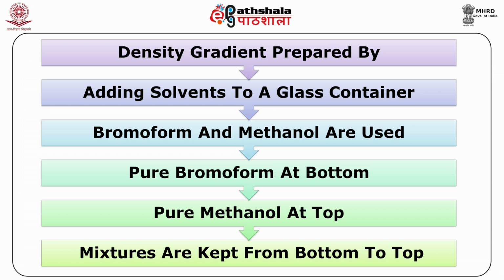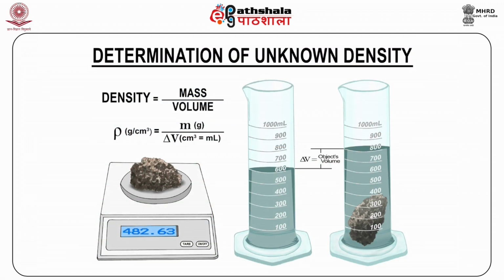Often bromoform and methanol are used to create the gradient, with pure bromoform on the bottom, pure methanol on the top, and decreasing bromoform or methanol mixtures from bottom to top. Because substances of a lesser density will float on top of substances of a greater density, the gradient described is quite stable. It is important to recognize that substances of a greater density will sink in substances of a lesser density, and substances of an equal density remain suspended in solution.